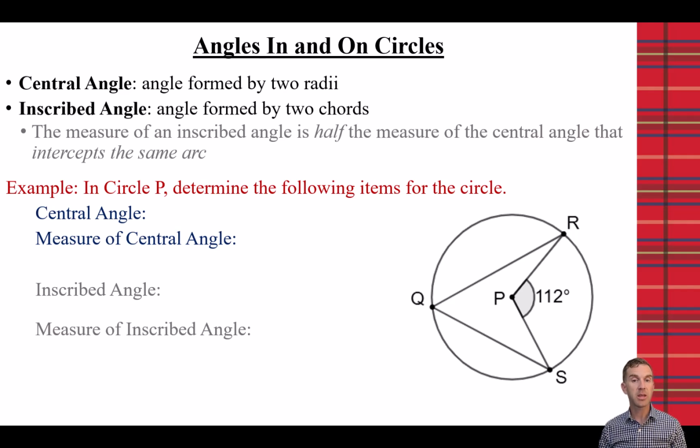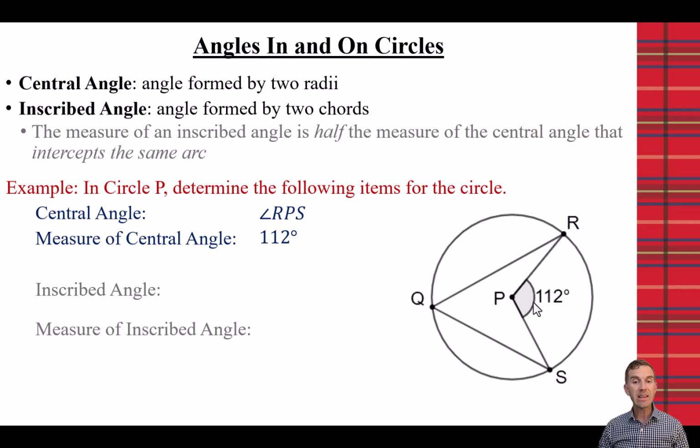So say we have circle P, and we want to determine the following items. We want to know, what is the central angle? Well, the central angle is this angle that's formed at the center. So that would be angle RPS or SPR. The measure of that is given to us as 112 degrees.